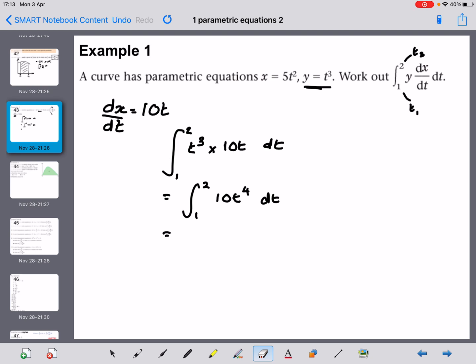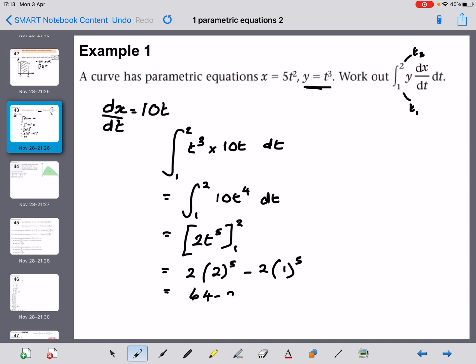The integral of 10t to the power 4, if I raise the power and divide by that new power, 10t to the 5 over 5, is 2t to the 5 between 2 and 1. If I substitute 2 in, 2 lots of 2 to the 5, take away 2 lots of 1 to the 5. That's going to be 64, take 2, which is 62.